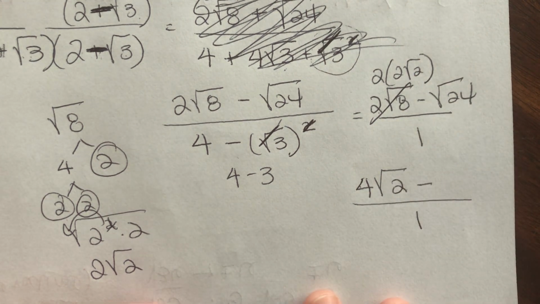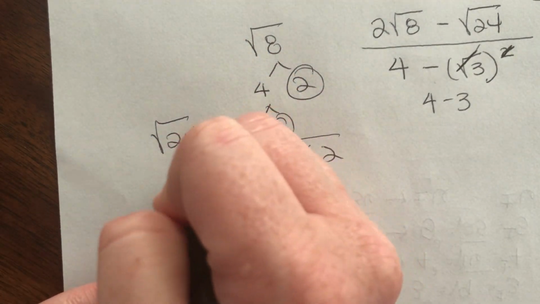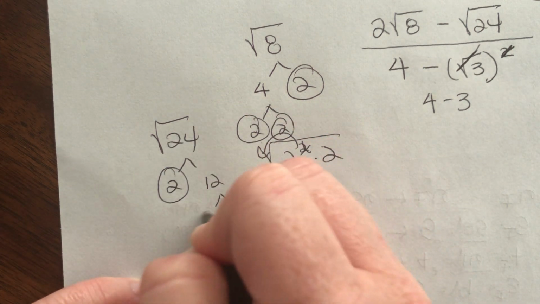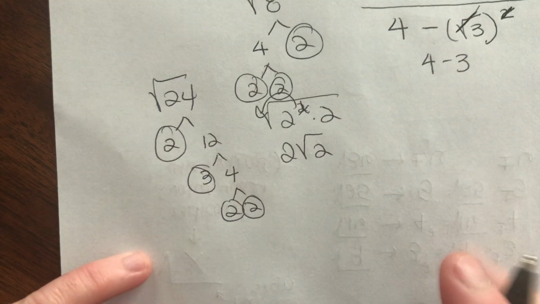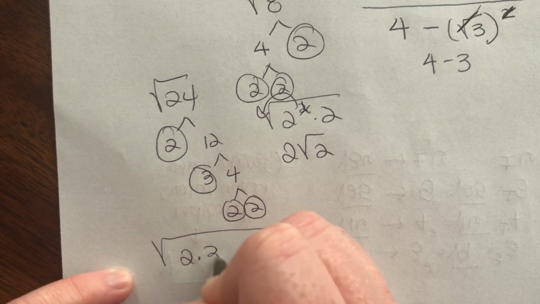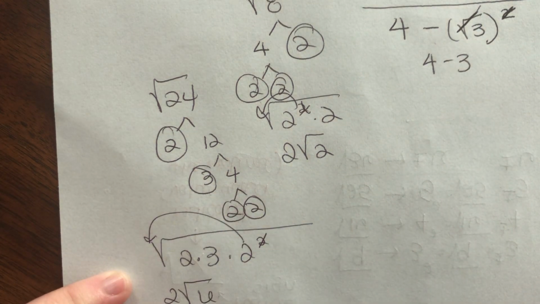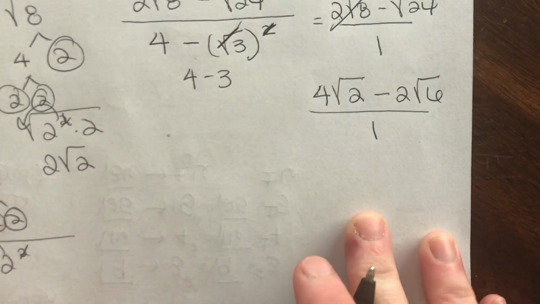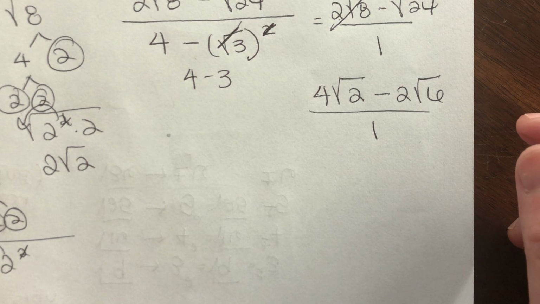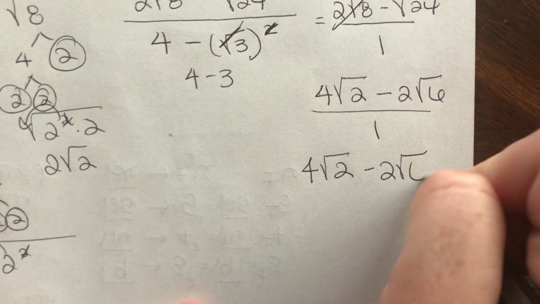minus something. Can I factor square root of 24? Let's try. I can do 2 and 12. I can do 3 and 4. And I can do 2 and 2. So then I'll have 2 times 3 times 2 squared. That can hop out front. 2 square root of 6. Okay, and then I think I'm done. I think I'm pretty much done now. 4 square root of 2 minus 2 square root of 6.